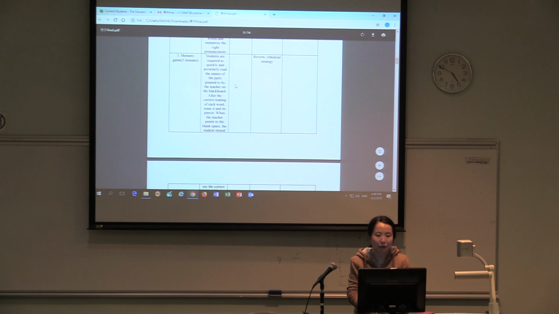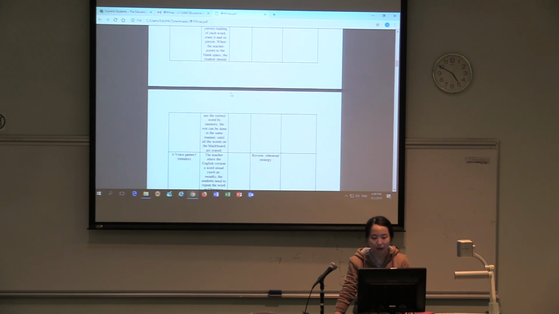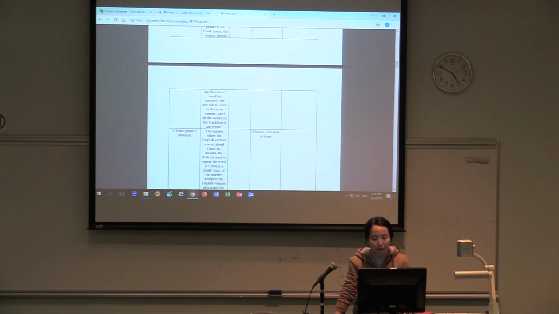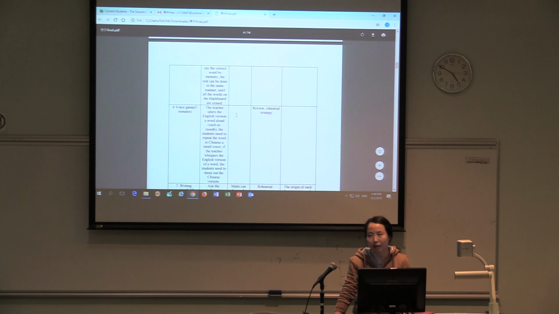And then here's the memory game. In this part, students are required to quickly and accurately read the names of each part pointed by the teacher on the blackboard. If they pronounce it correctly, I will erase them on the blackboard. The practice will keep going until all the words are erased.